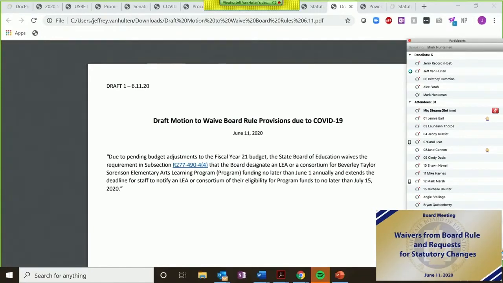Second from Board Member Thorpe. Okay, we have a motion and a second. Discussion to the motion.